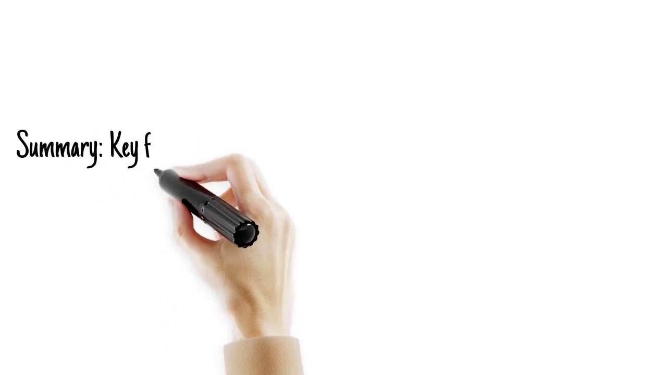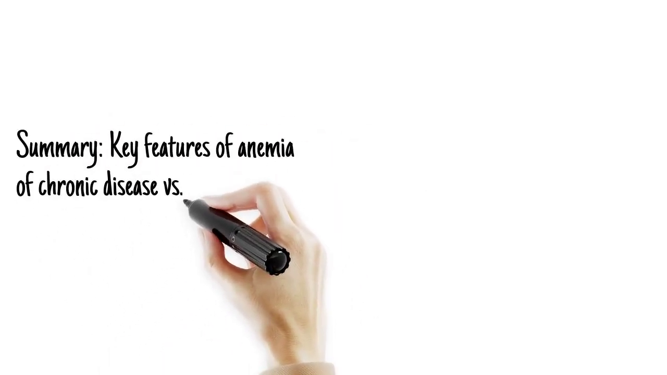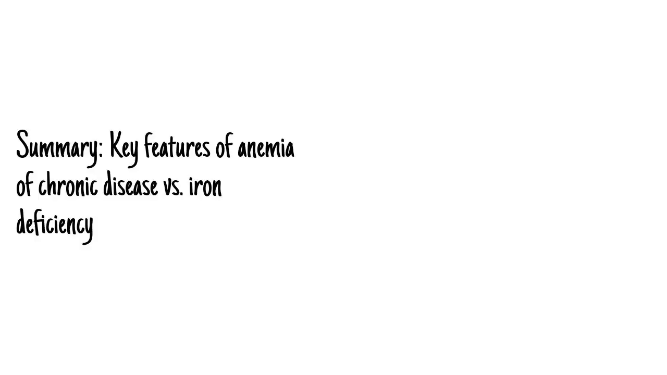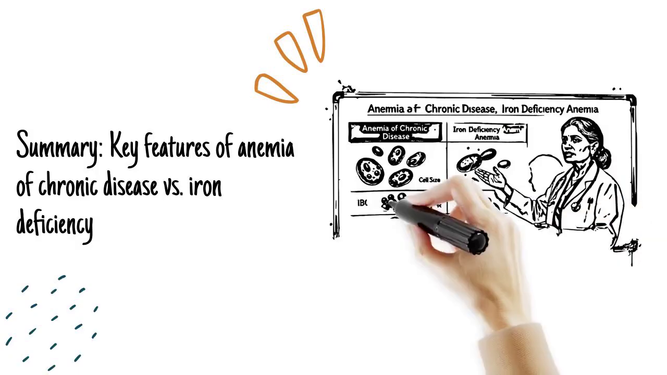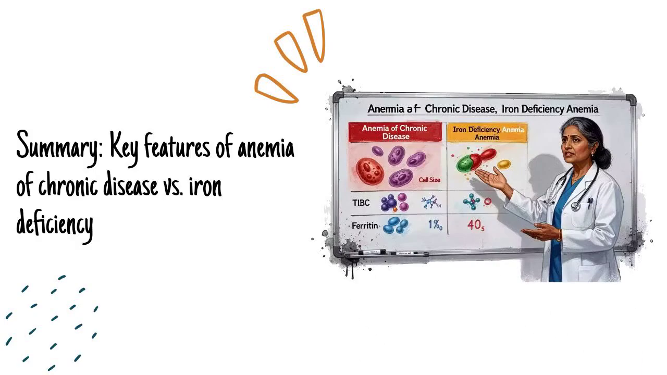In summary, anemia of chronic disease typically presents as a normocytic, normochromic anemia with low serum iron, low total iron binding capacity, TIBC, and normal or increased ferritin levels. This distinguishes it from iron deficiency anemia, which features low ferritin and elevated TIBC.